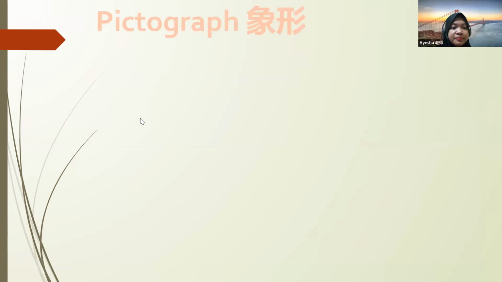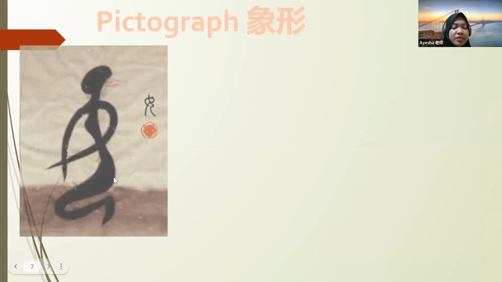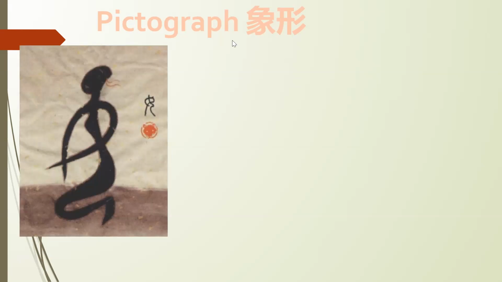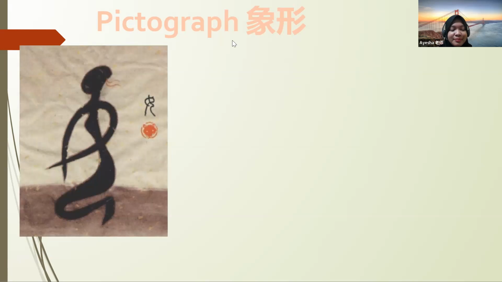Now, the first one. What does this look like to you? Anyone? A woman dancing. I like the dancing part, so imaginative. But you guys have got it right. A woman, correct? A woman.